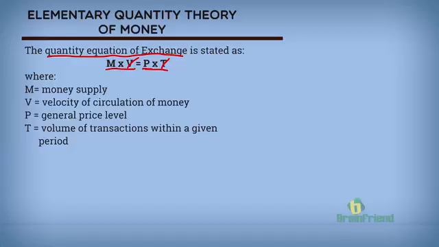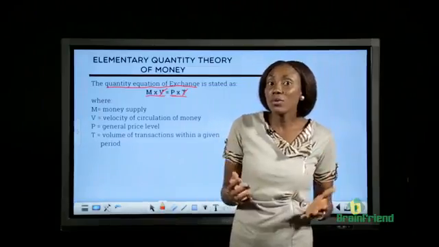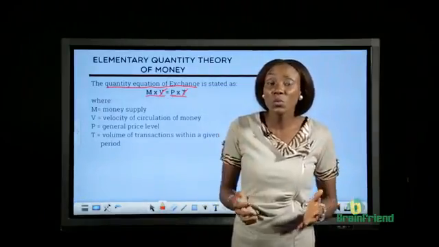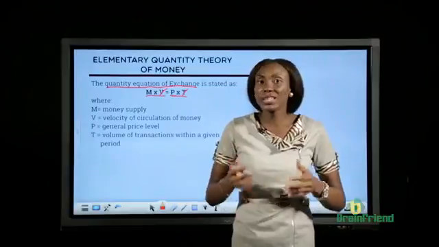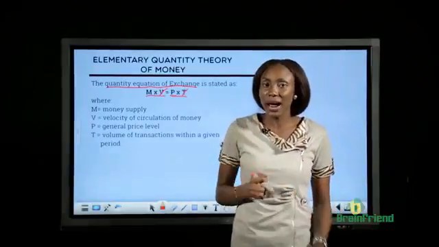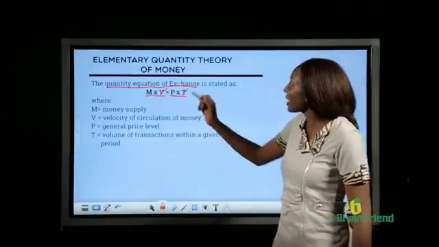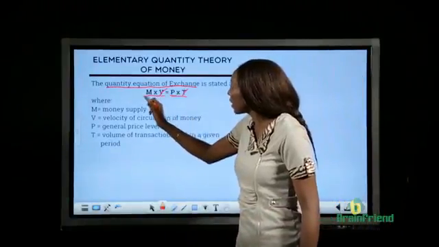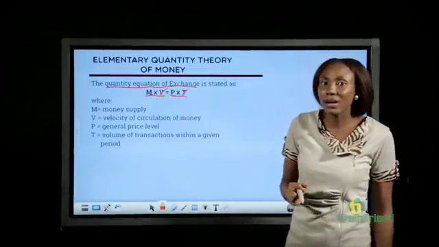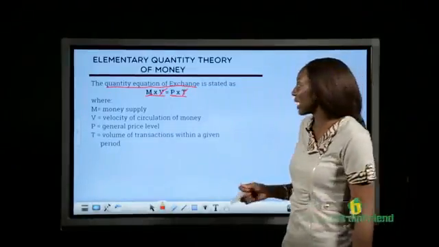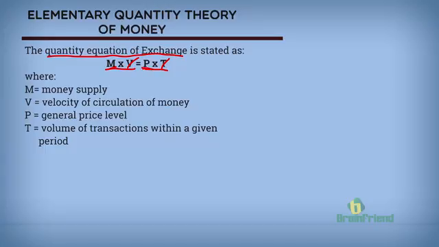Let's look at it another way. If there is so much money in circulation to the extent that people now buy more, they demand more, the available goods will not be able to meet up with this demand. And this will bring about an increase in price. And that's why we are saying that an increase in money supply will bring about a corresponding increase in the general price level.